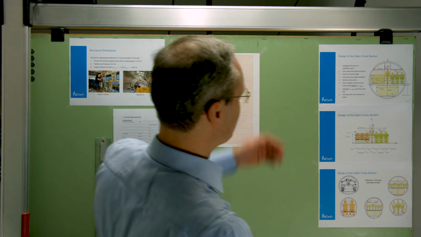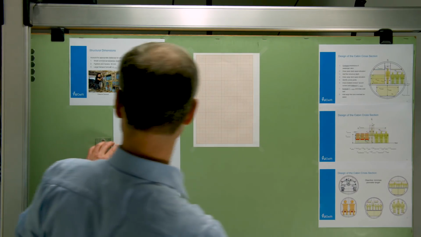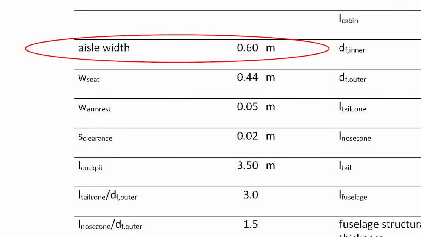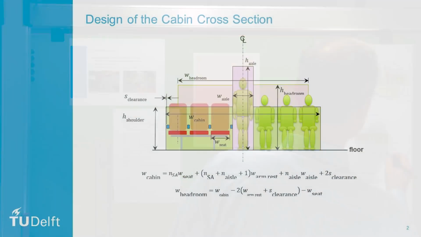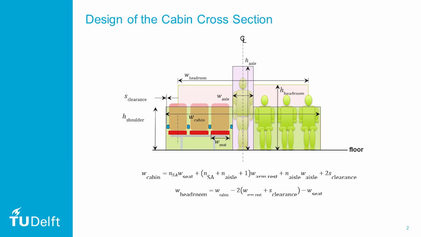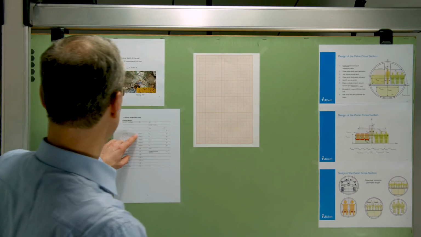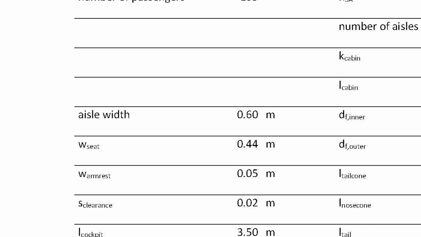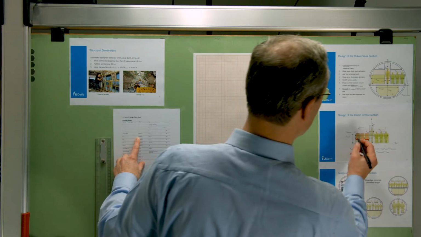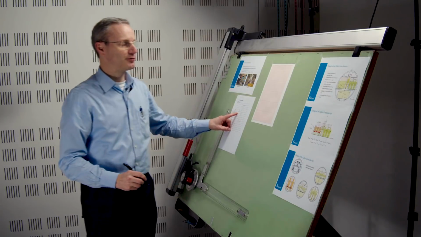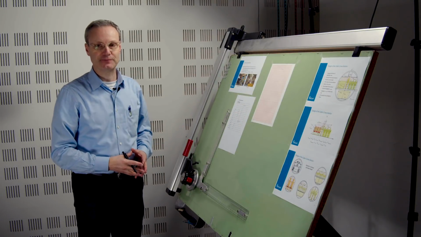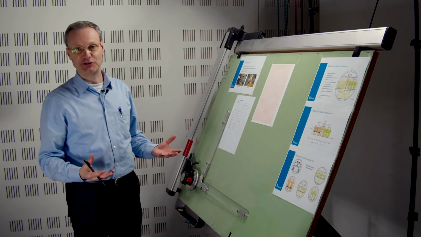The first step, compute the dimensions. What we have already been given is the aisle width, so we can put that into the formula. We have 0.6 meters for the aisle width. We have the width of the seat. This one individual seat has a width of 0.44 meters, 44 centimeters. But we need to know how many seats we have.